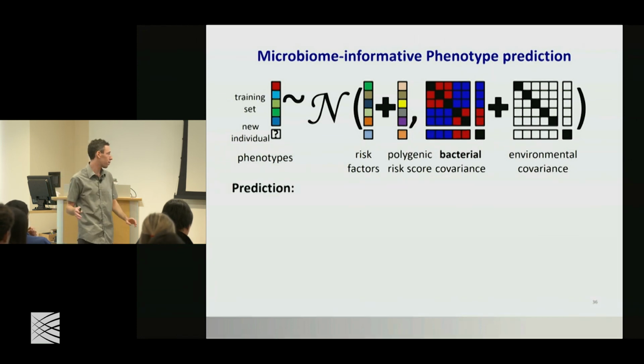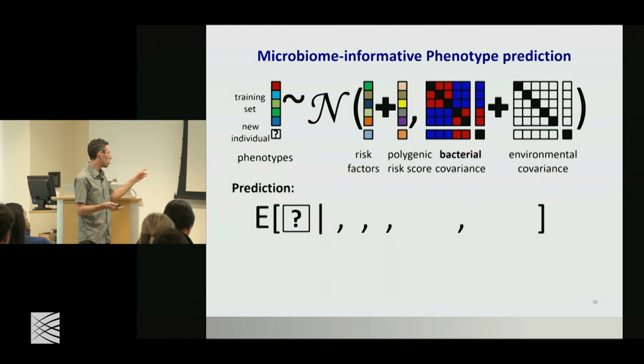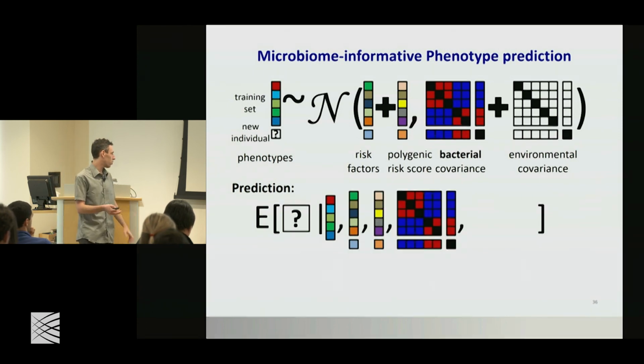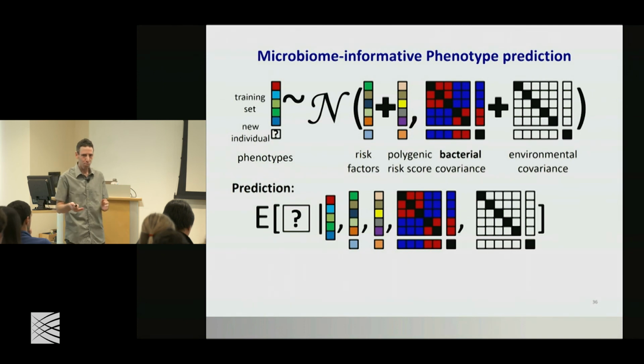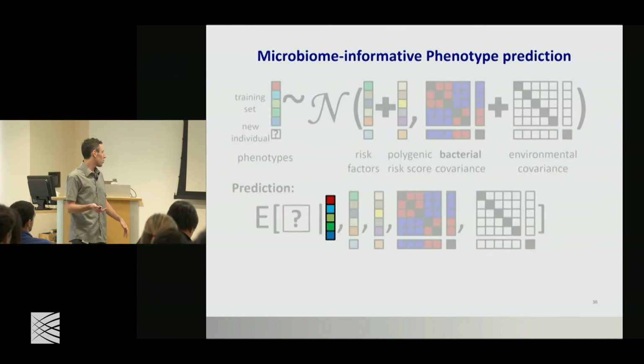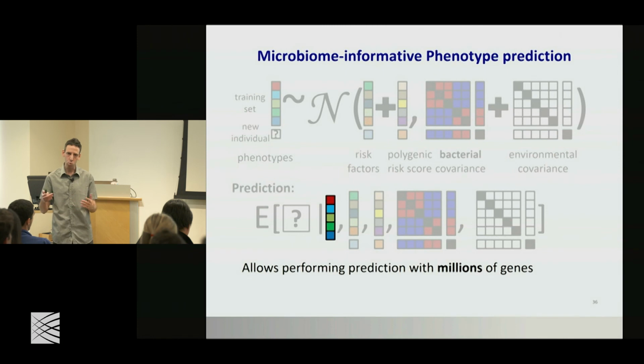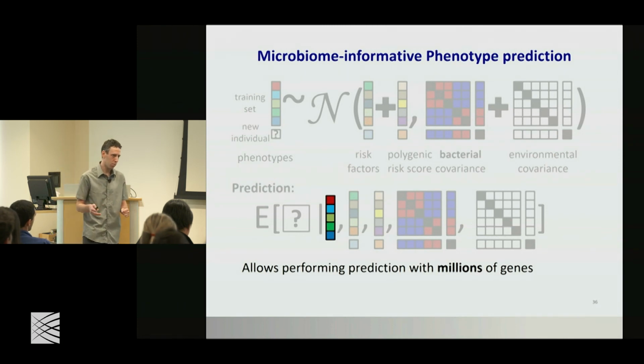And so without going into the mathematical details, in order to do prediction, we just need to compute the expected value of this new phenotype conditional on everything that we know. So on the phenotypes, on the risk factors, the polygenic risk scores, and the matrices. Because we are using a very principled probabilistic framework, we can do all of this in a very simple, straightforward manner. And so that's what we did. And again, this is pretty cool because this is a way to do prediction with millions of variables, millions of genes in our example, without running into all sorts of statistical problems, because it's all encoded in this covariance matrix.